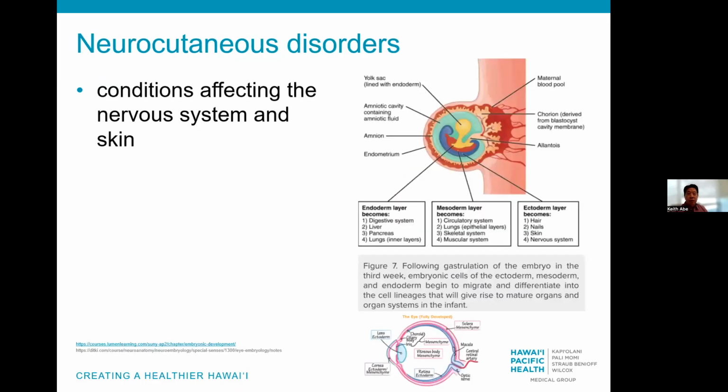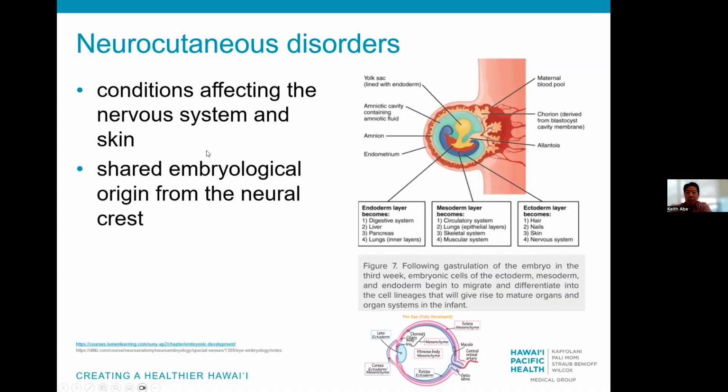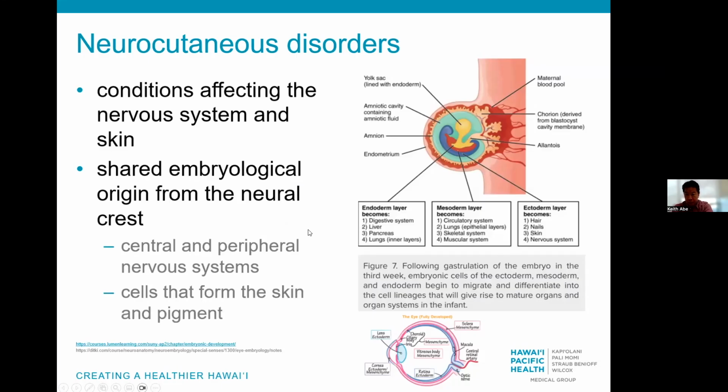So neurocutaneous disorders, as the name alludes to, hopefully, can you see my cursor? Conditions affecting the nervous system and skin, and they have their origin in the way that our bodies develop from the neural crest that develops into the central and peripheral nervous systems and the skin and the pigmentary cells. As the cells differentiate and become ectoderm, the ectoderm develops into the nervous system as well as skin, nails, and hair, again, which are places where we have clues about these problems.